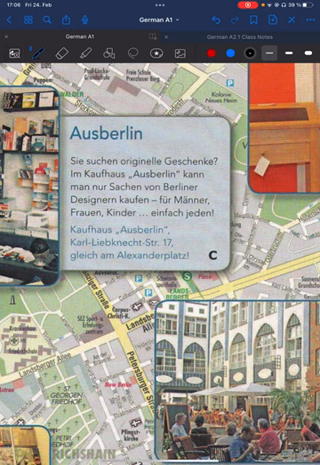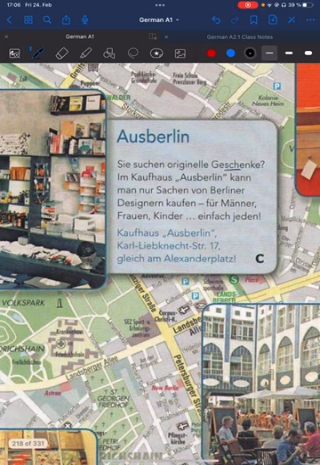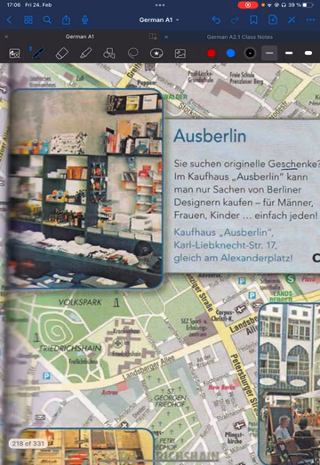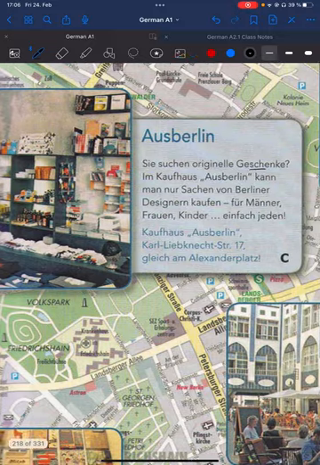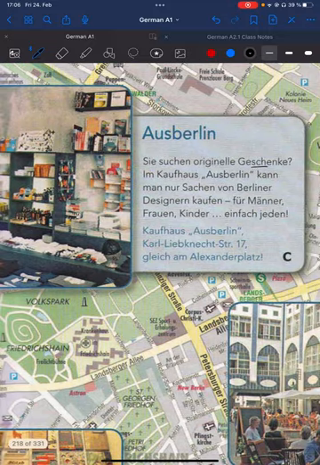Okay, so here, Sie suchen originale Geschenke. I think they're like souvenirs and all the things about Berlin. You will get t-shirts with I love Berlin and all those things, and caps, and those souvenirs which stick on your fridge.